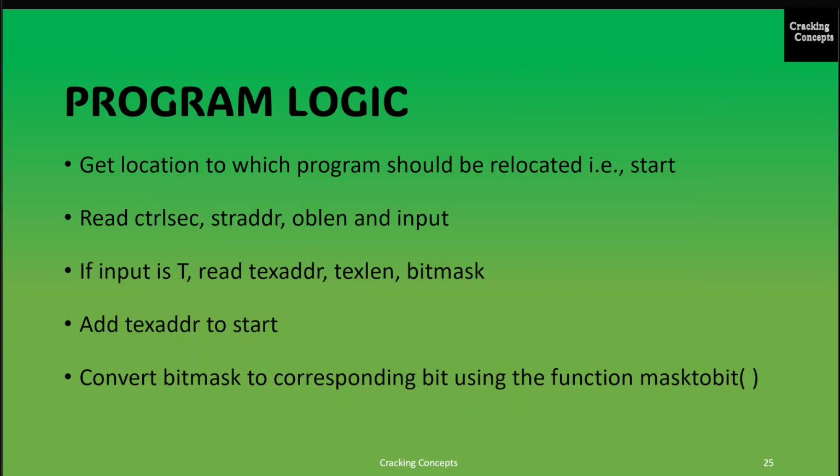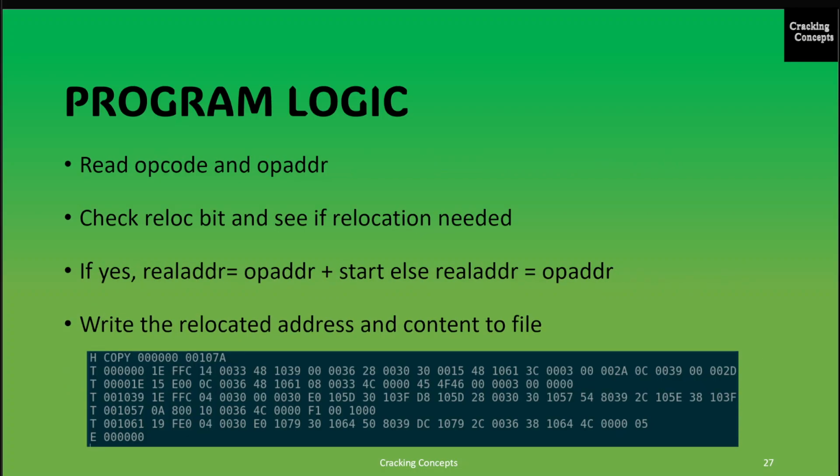Now we look into the program logic. As discussed in the algorithm, first we'll get the location to where the program is to be relocated, which will be mentioned as start. Now while reading the data from the input file that we are going to provide, which looks something like this, first what it does is it will read the string that is in the starting of the record.